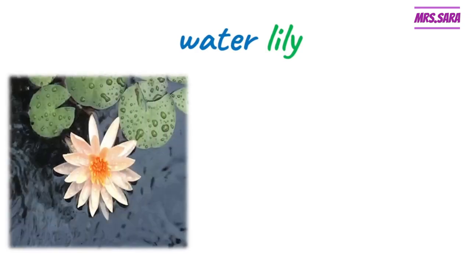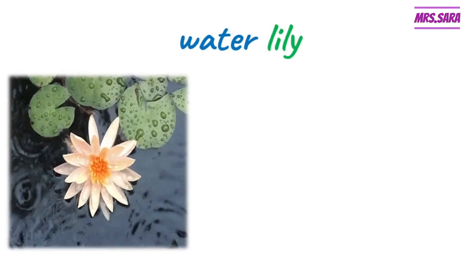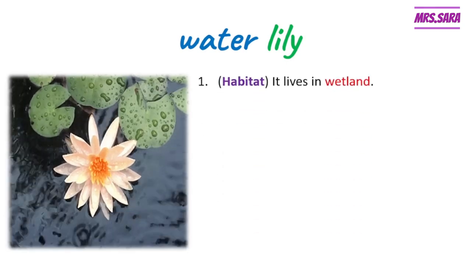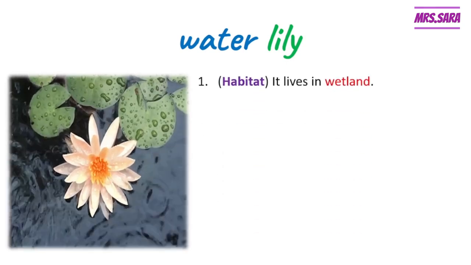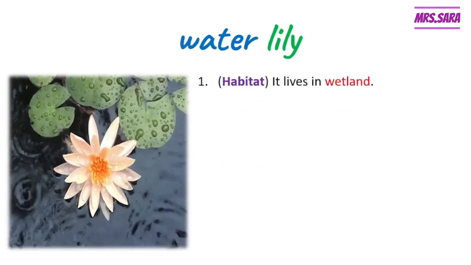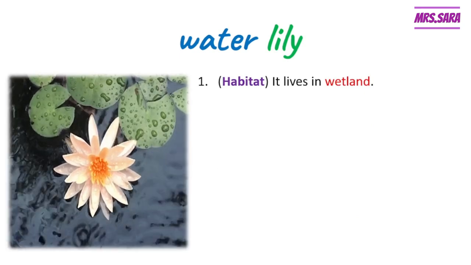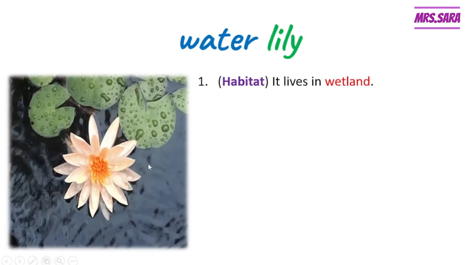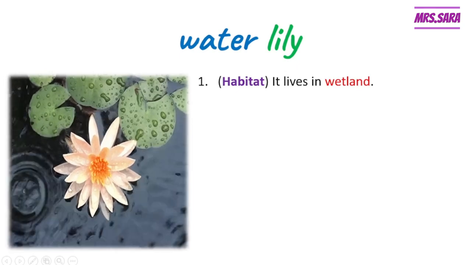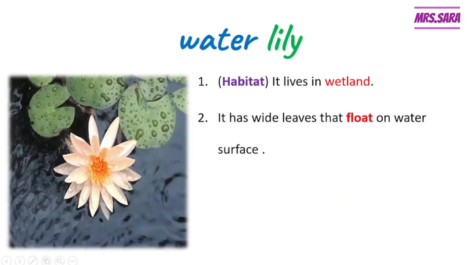Super. The second one that we have here is the water lily. Water lily, this is the shape of the water lily, Primary 4. The habitat of the water lily, or the home of the water lily, is wetland. So the water lily lives in wetland. How about the structural adaptation of the water lily?